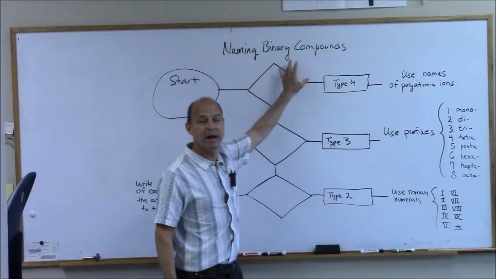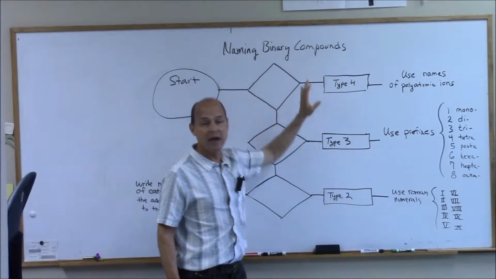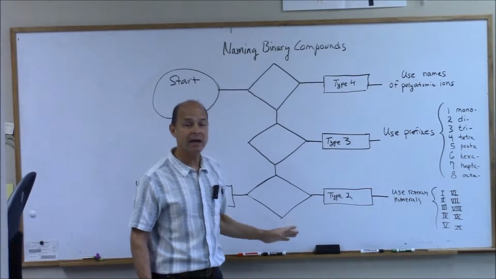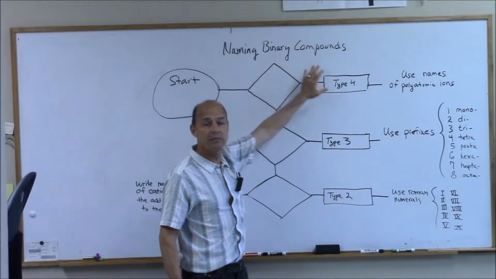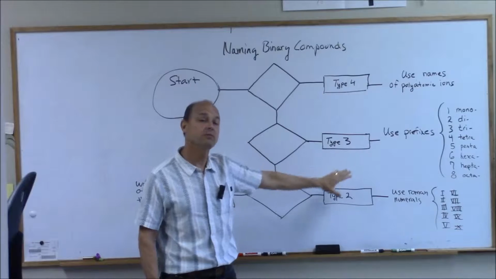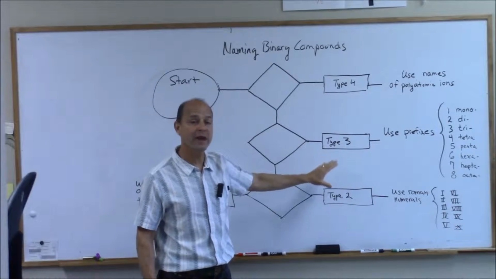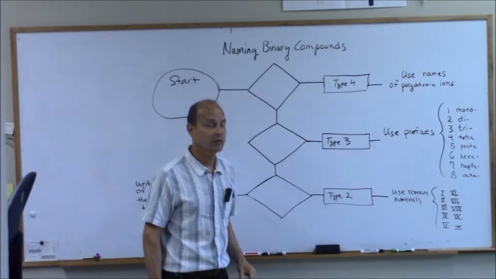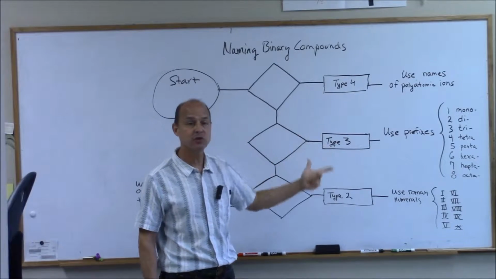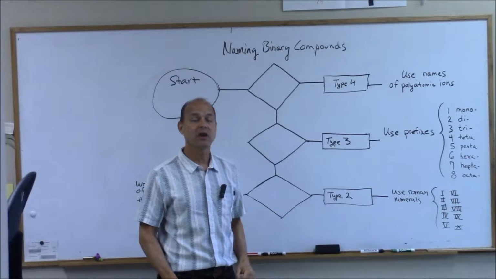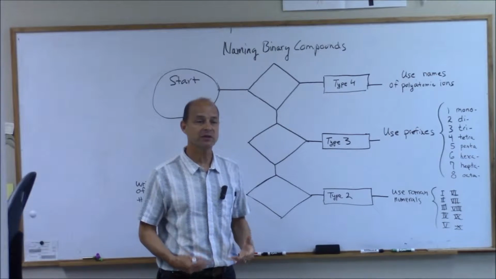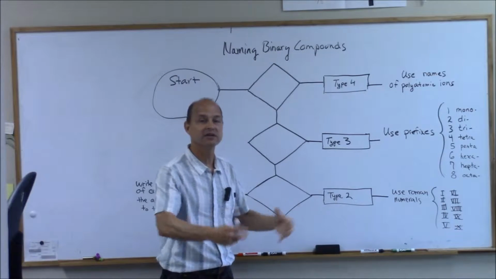of naming binary compounds. Now, I didn't say binary ionic compounds because one of the types of the binary compounds that we have are the compounds that are bound covalently. Those are the type 3, remember? So we've got type 1, type 2, type 3, type 4. And in order to figure out which type it is, we had to ask ourselves some questions. And the answers to those questions led us to which type.